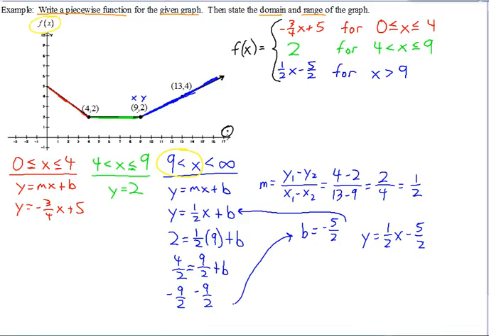So there's our piecewise function, that's the first thing. Now we just have to write down the domain and range. So for the domain, remember, all the possible x values. Going from left to right, we can see the furthest left it goes is right here with an x value of 0. And that's included, so we use a bracket.